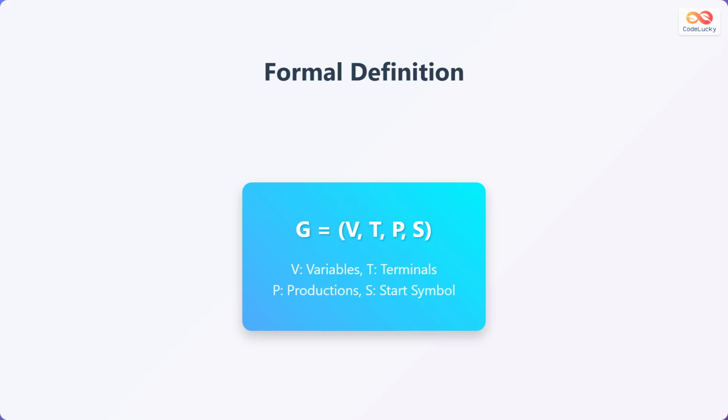Formally, a grammar G is defined as a tuple consisting of V, T, P, and S. Here, V represents the set of variables or non-terminal symbols. T represents the set of terminals, which are the basic symbols that form the strings of the language. P represents the set of productions, which are the rules that define how to transform strings. And S represents the start symbol, which is a special variable from which all derivations begin.